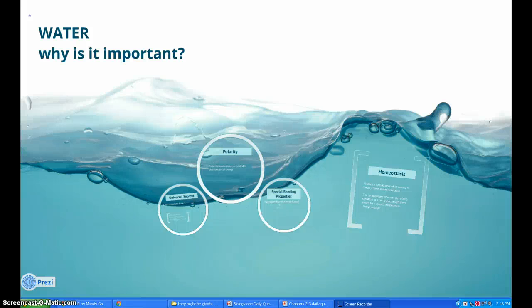Hello, today we are going to be talking about water and why it's important. We will look at the molecule of water and how it's formed, and we will also look at some special properties of water.